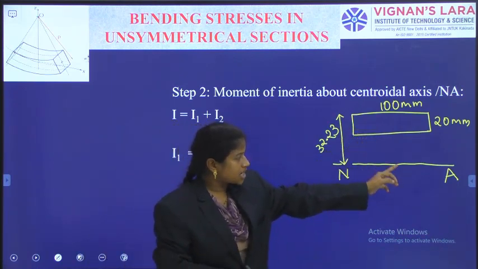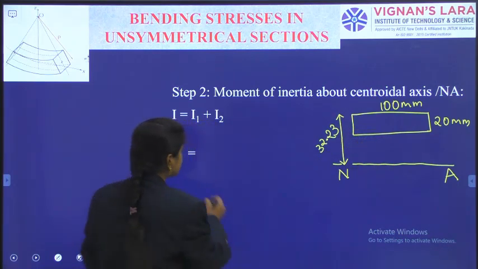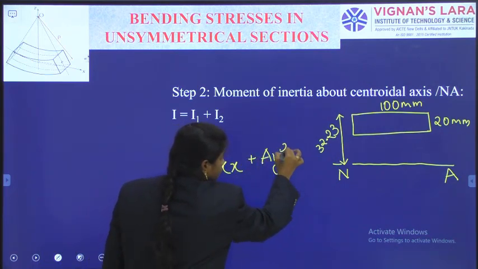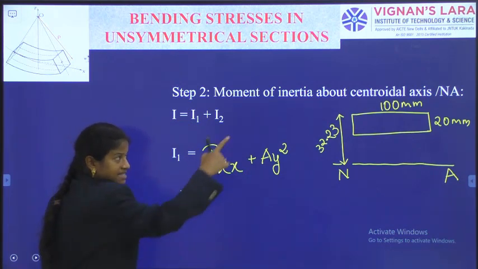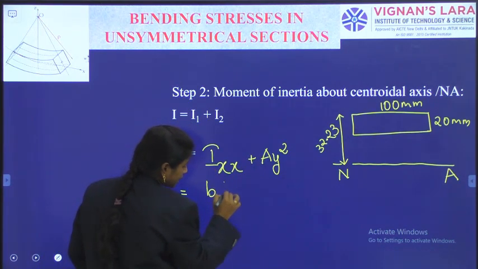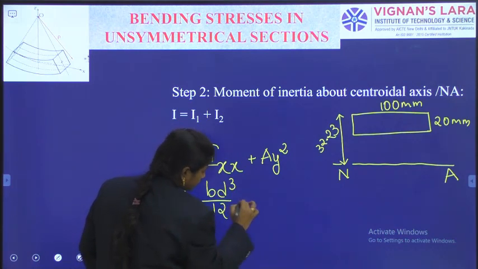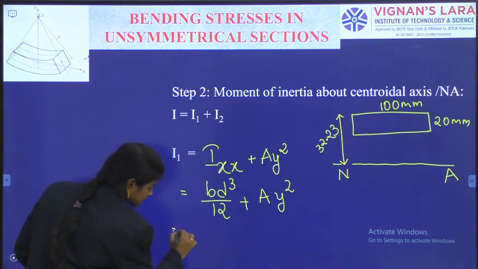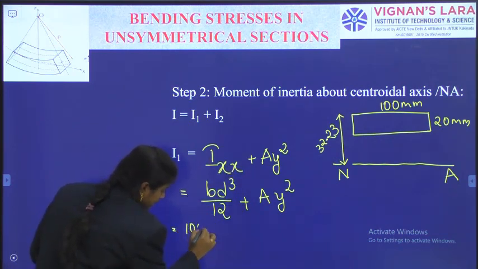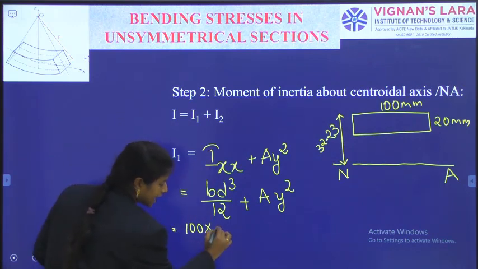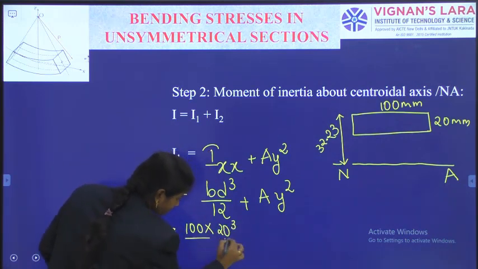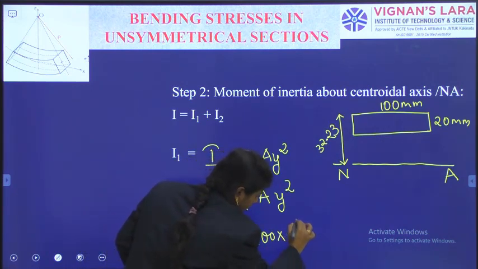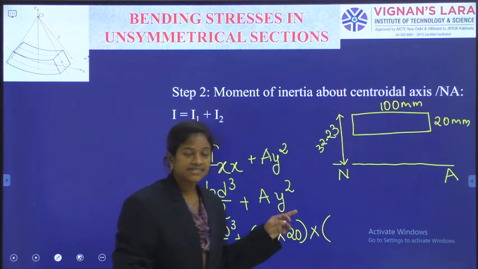As this portion is not passing through the axis, it will involve the parallel axis theorem, Ixx plus A y square. What do you mean by Ixx? For rectangular sections, b d cube divided by 12 plus A y square. What is this b? Which is parallel to the axis, that is 100, and d, which is perpendicular to the axis, that is 20. b d cube divided by 12 plus 100 into 20 into the distance y.